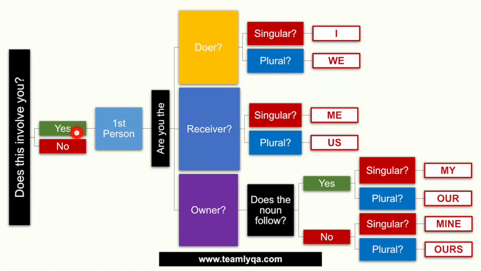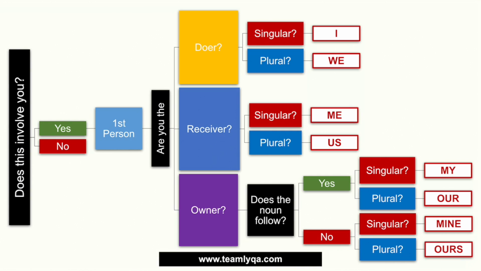Kung ang sagot mo ay yes, ibig sabihin kasama ka, ikaw din ang pinatutungkulan, ikaw na nagsasalita, first person yung ating point of view. Kung no ang sagot mo, dyan na magsisimula yung third person point of view tsaka second person point of view, which we'll talk about next week. Now, kung first person point of view, which we've already determined, ang next question would be, are you the doer, receiver, or owner? Now, bakit ganun? Doer kasi, or ikaw yung tagagawa, ibig sabihin nun, ano to? Subjective. Ikaw ang subject. So, tatanungin mo ngayon, kung singular, gagamitin mo I. Kung plural, gagamitin mo we.